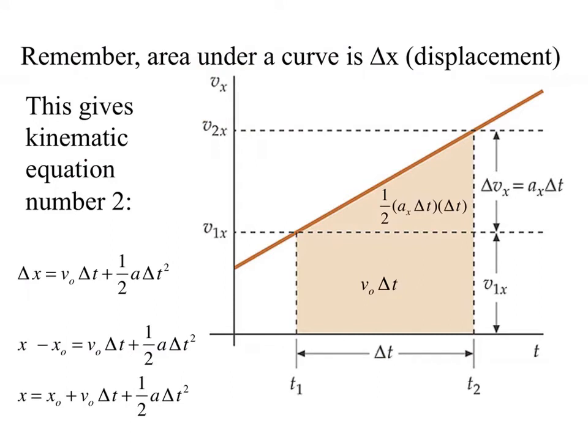So just to tell you a little bit more about where these kinematic equations come from. Remember last video that we said area under the curve of a velocity time graph is displacement. So down here we have a velocity times time. Again, what this is doing is finding the area of this particular rectangle. So velocity, which is your height, times change in time, which is your base, gives us this area. So this is the displacement in this particular amount of time. So that gives us that first part of our kinematic equation.